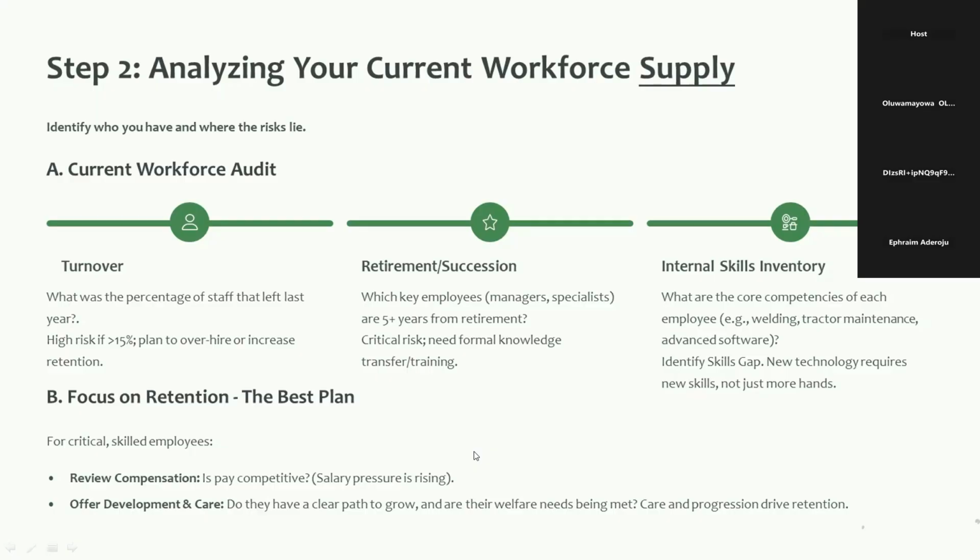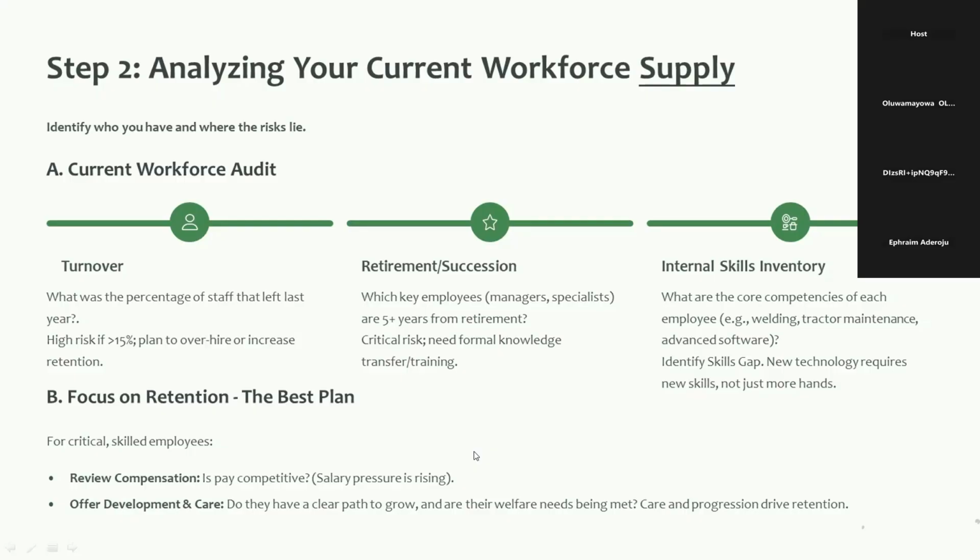We also need to offer development and care. Some of us might be looking at it and saying, my farm is in a rural area, so what do I do for my people? Today, we will all look at it together. Do they have a clear path to grow? Some of these people working in local areas are not held down because they don't want to grow or don't have plans for their life. Some of your people that we call just my laborer, they have plans. We can retain them by offering development and care.